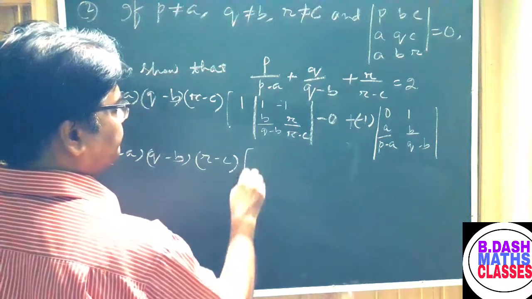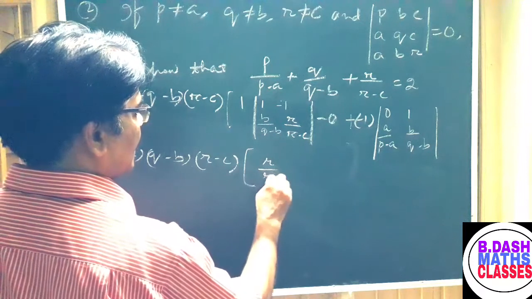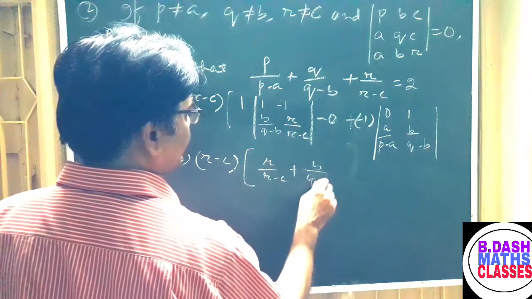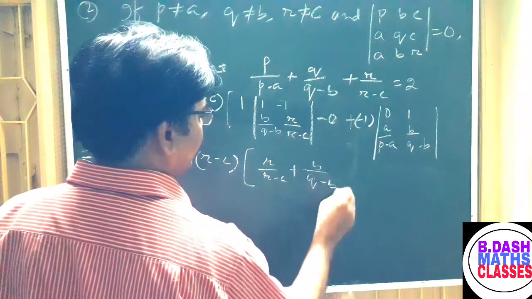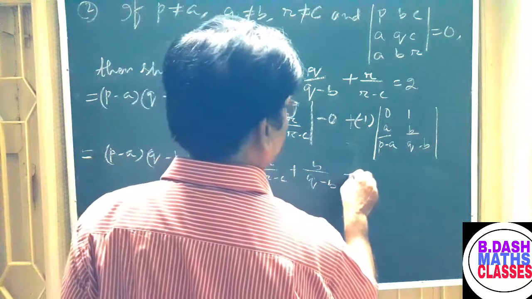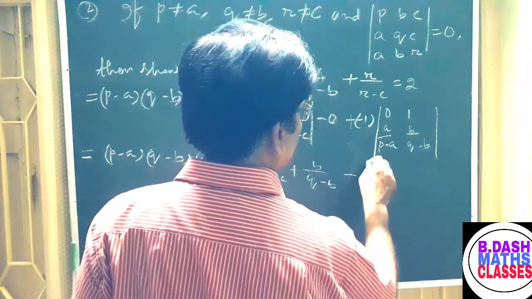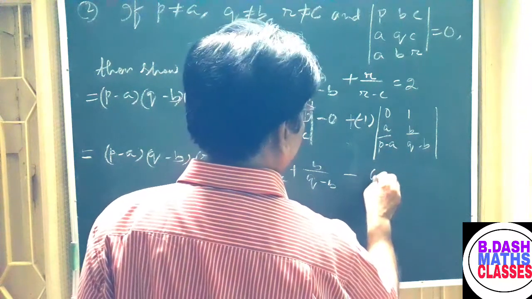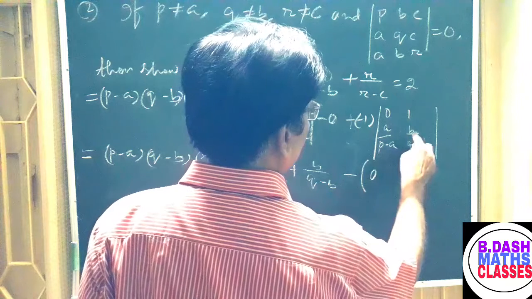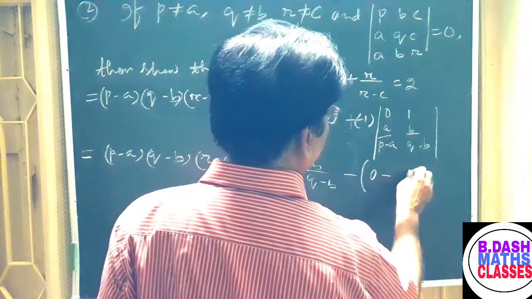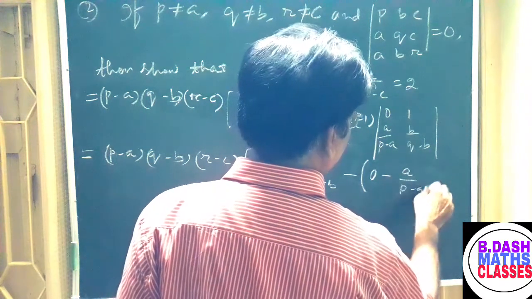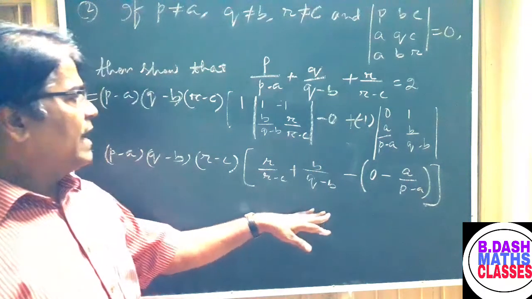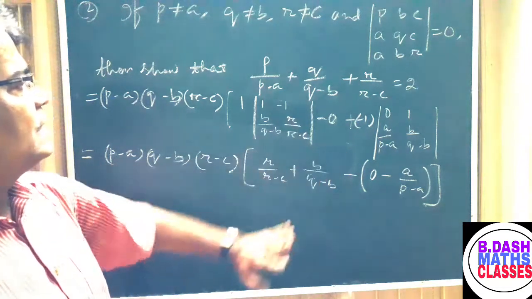This will be R by R minus C plus B by Q minus B minus, this will be 0, and this is minus A by P minus A. So we get this value after expansion of this.